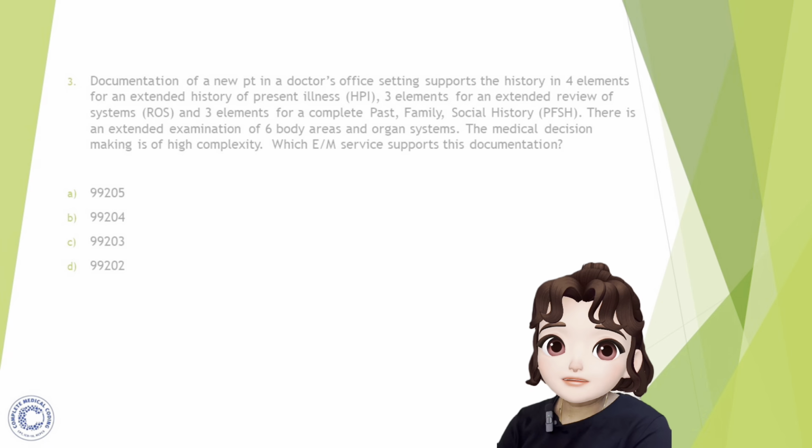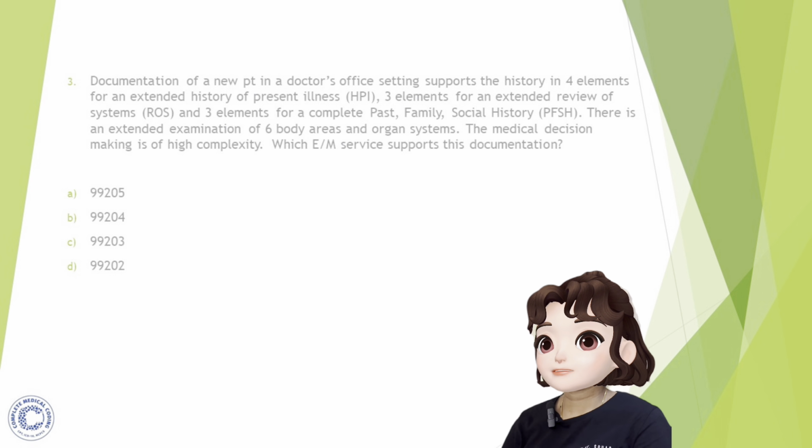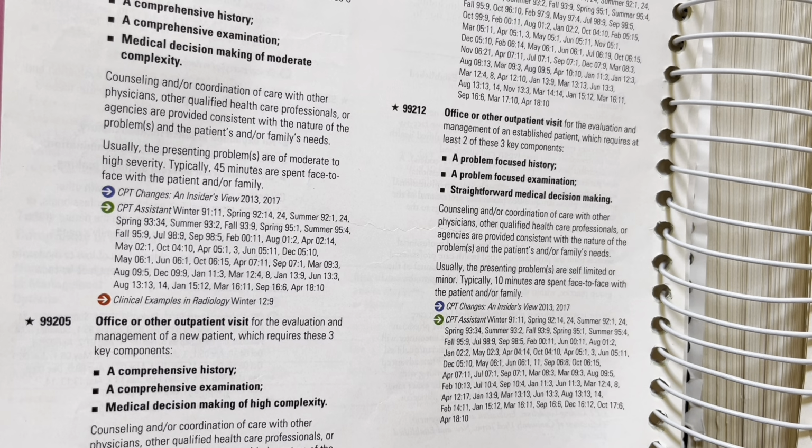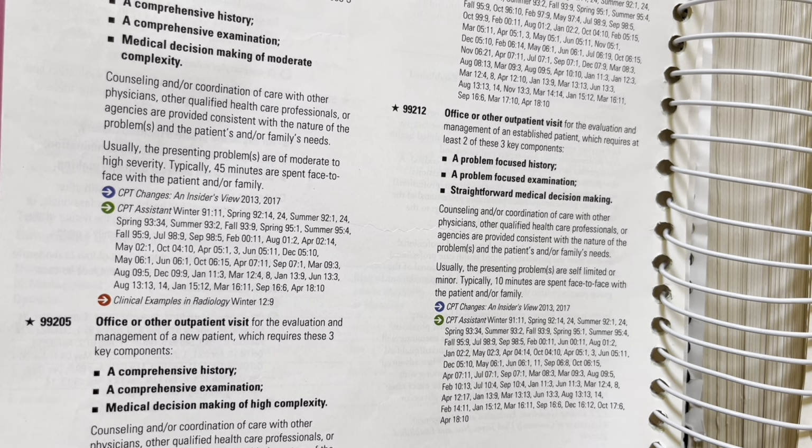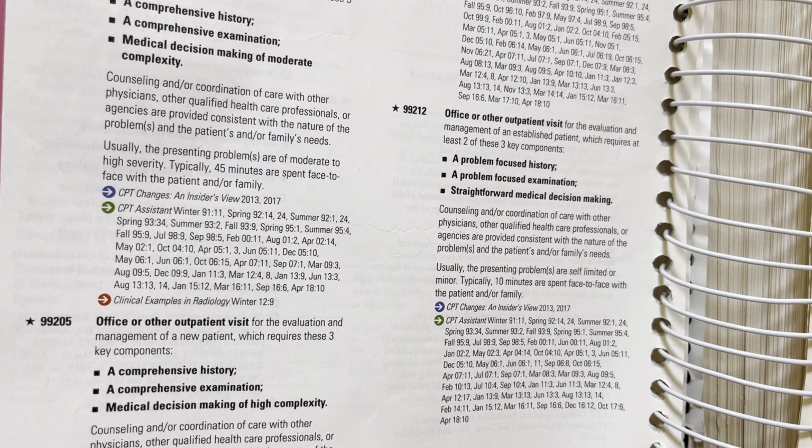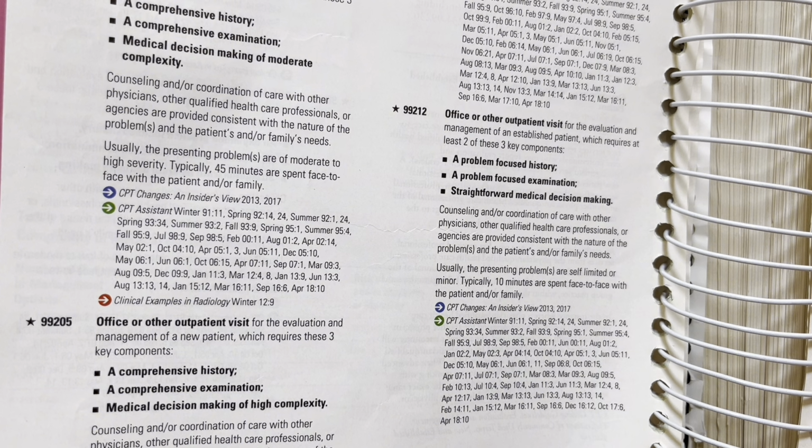Let's look into one by one options in the CPT code book. First option 99205. What is 99205? Office or other outpatient visit, comprehensive history, comprehensive examination, and high complexity MDM. What is in our question? Medical decision is high, yes. Extended examination of body parts. So this is comprehensive. So this will not be the answer.